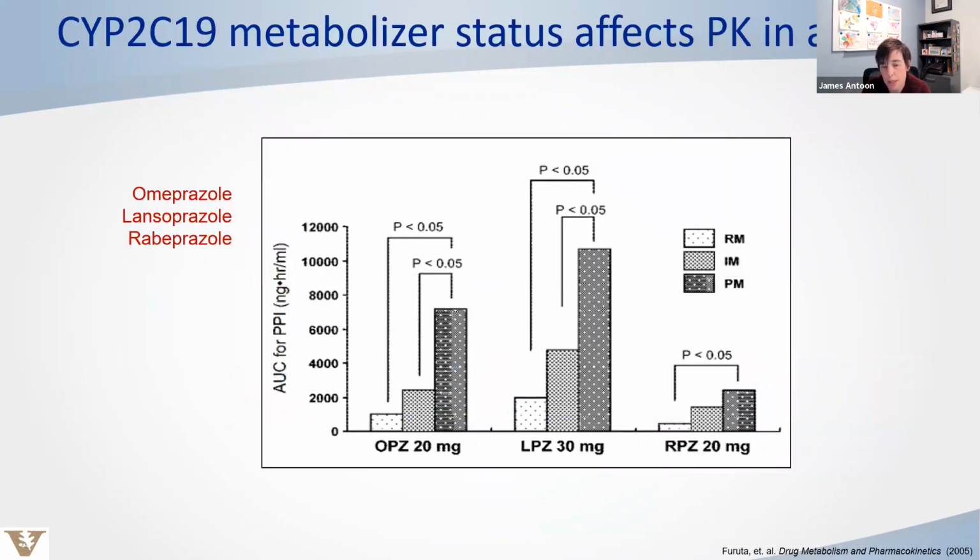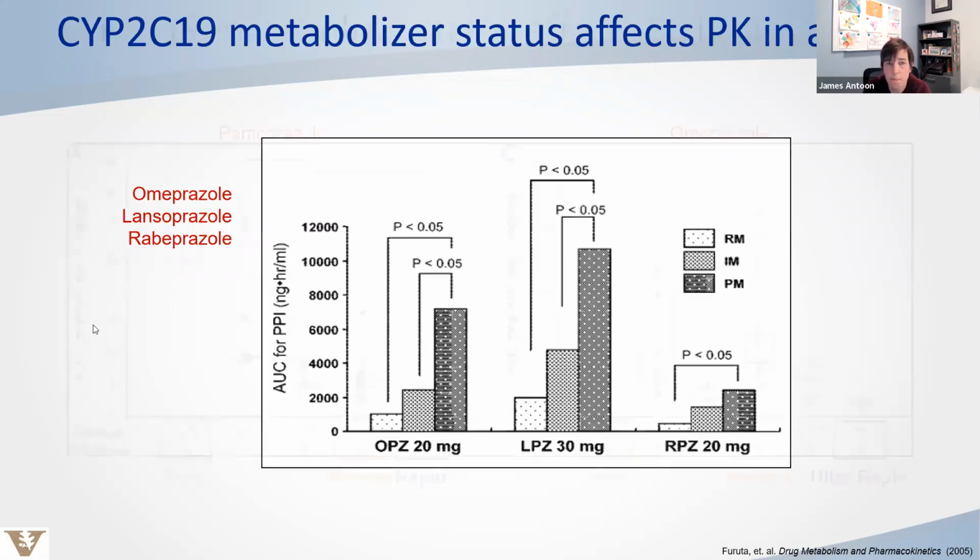At the time that we started this research endeavor, again, a few years ago now, we also knew that CYP2C19 metabolizer status affects the pharmacokinetic attributes of this drug in adults. So we saw differences, basically, depending on which drug. You can see here rabeprazole, the differences were less significant, whereas for omeprazole and lansoprazole, we had very different AUCs for these drugs based on whether you are rapid, intermediate, or poor metabolizer for CYP2C19.